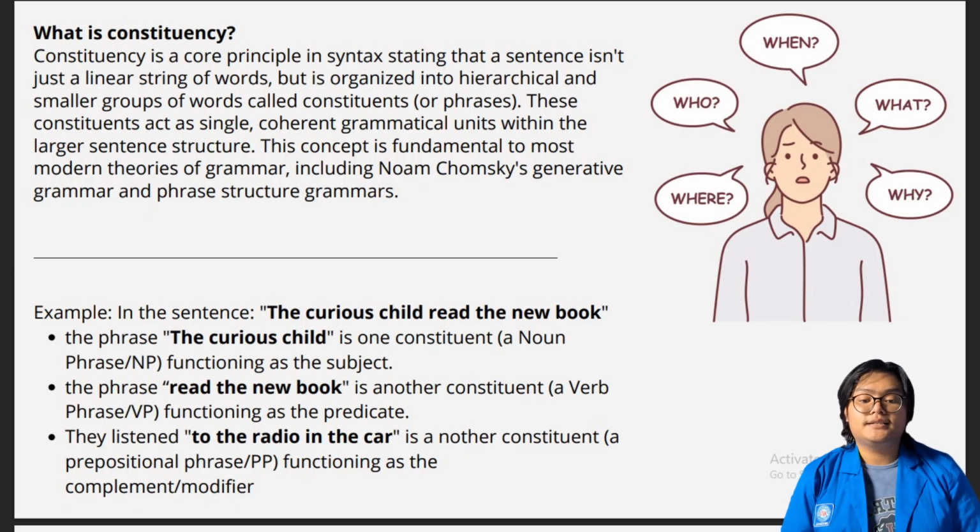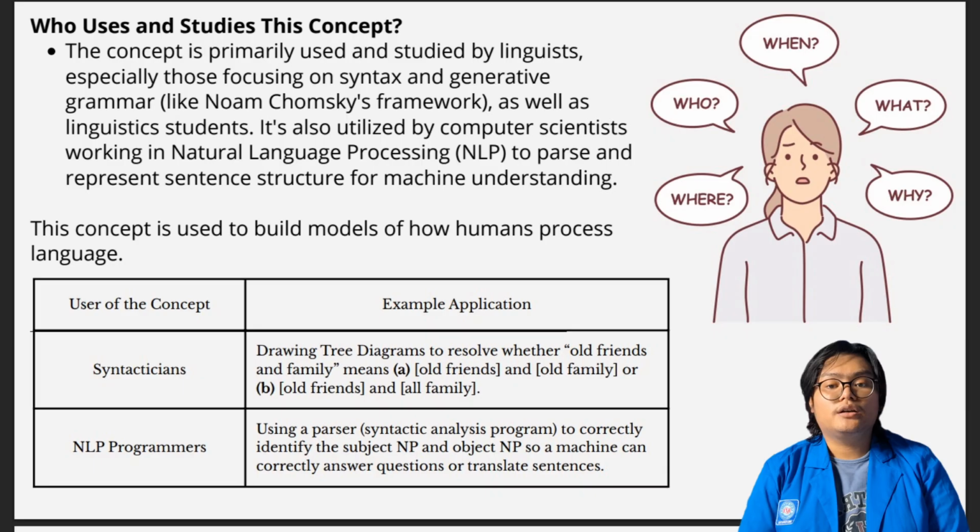Example, in the sentence, the curious child read the new book, the phrase the curious child is one constituent, a noun phrase functioning as a subject. Read the new book is another constituent, a verb phrase or VP functioning as a predicate. And in example number three, they listen to the radio in the car, in the car is another constituent, a prepositional phrase or PP functioning as a complement or modifier. So move to the who.